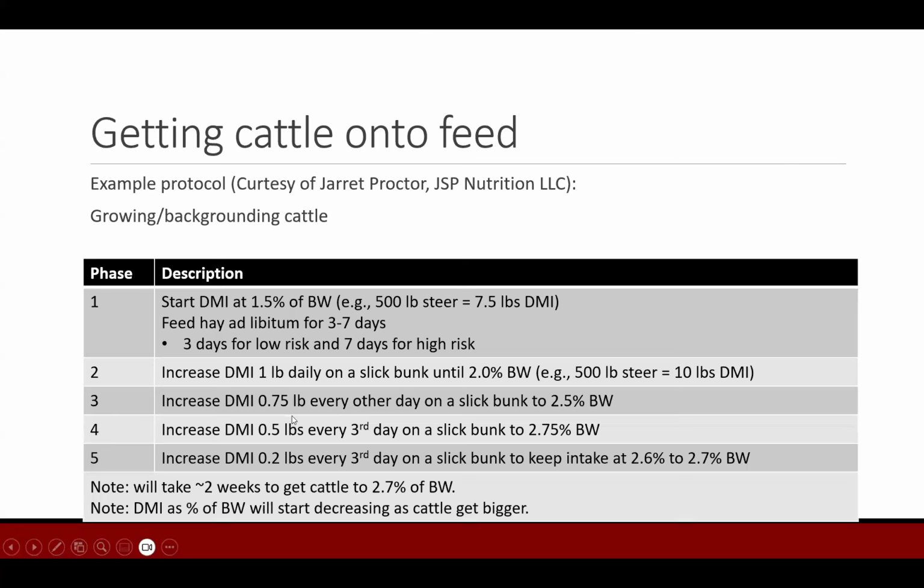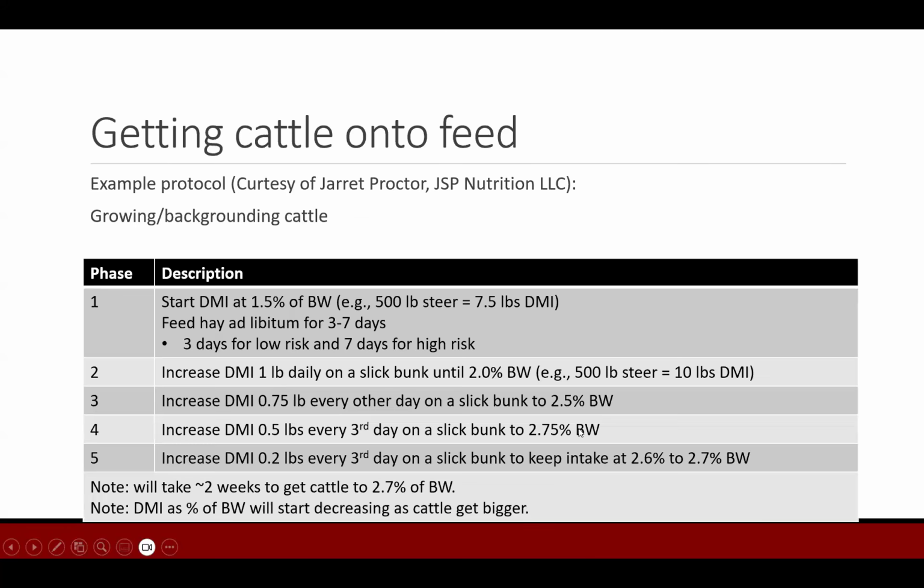We'll increase dry matter intake by 0.75 pounds per day. So a little less of an aggressive feed bump. Okay. We'll do that on a slick bunk until they reach 2.5% of body weight of dry matter intake. Okay. Then we'll move to phase four, increase them by 0.5 pound every third day on a slick bunk to 2.75% of body weight.